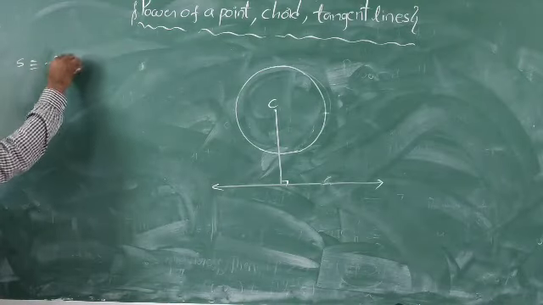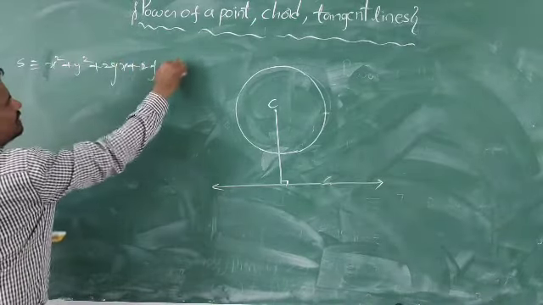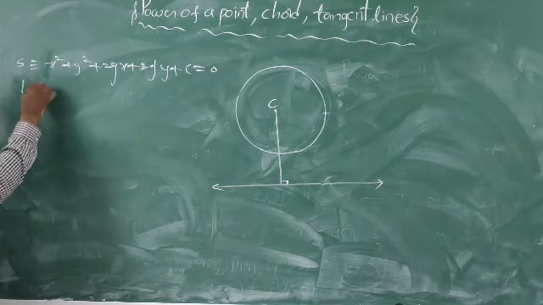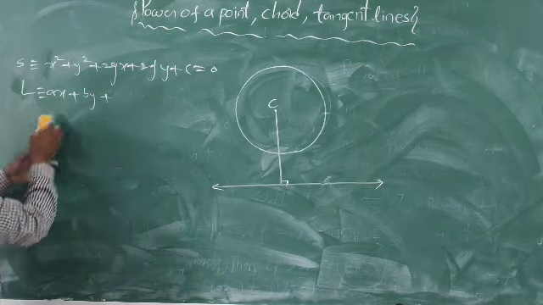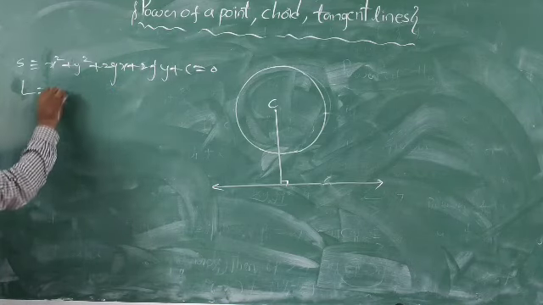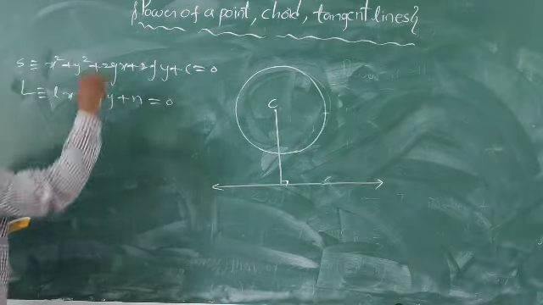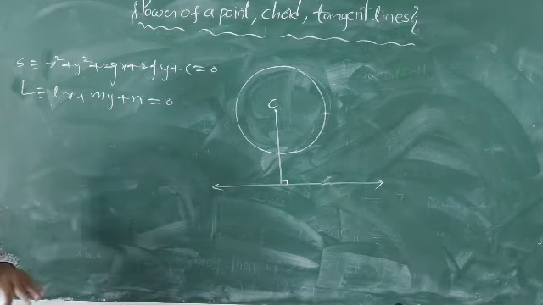So if you take S equal to 0, S is x square plus y square plus 2gx plus 2fy plus c equal to 0, it is a circle. And line L is lx plus my plus n equal to 0. These two are our given objects. One is a circle, another one is a straight line.